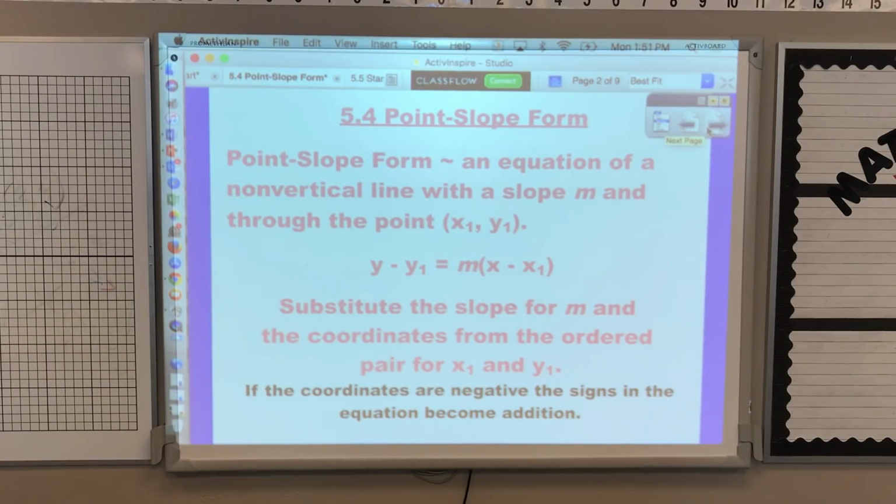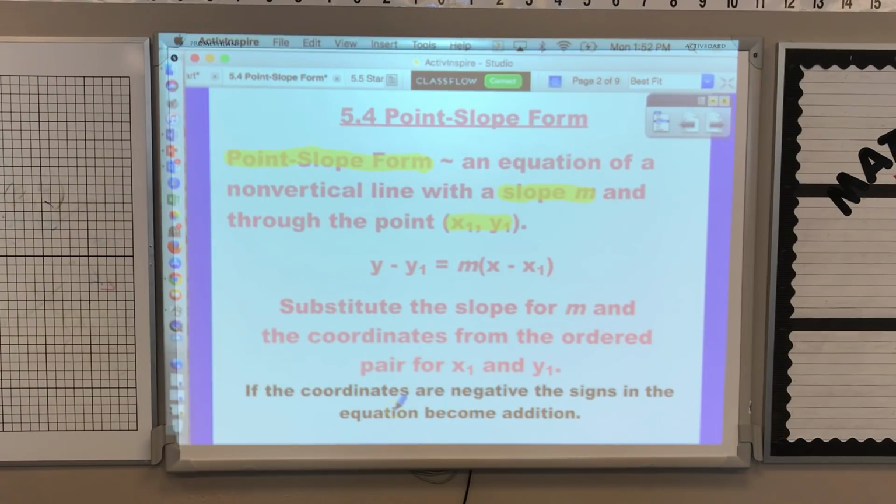Today you will be learning lesson 5.4 on point-slope form. Point-slope form is an equation of a non-vertical line with a slope of m going through an ordered pair called a point x1, y1. Okay? This equation looks like y minus y1 equals m times the quantity, parentheses, of x minus x1.